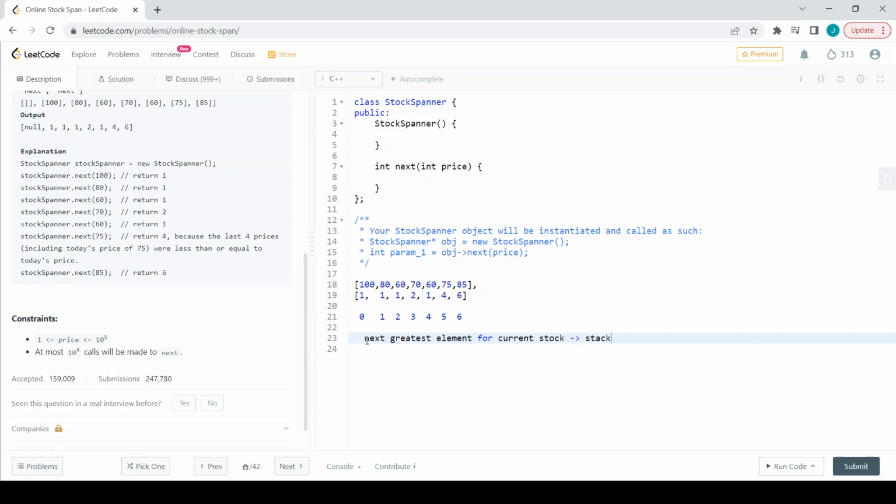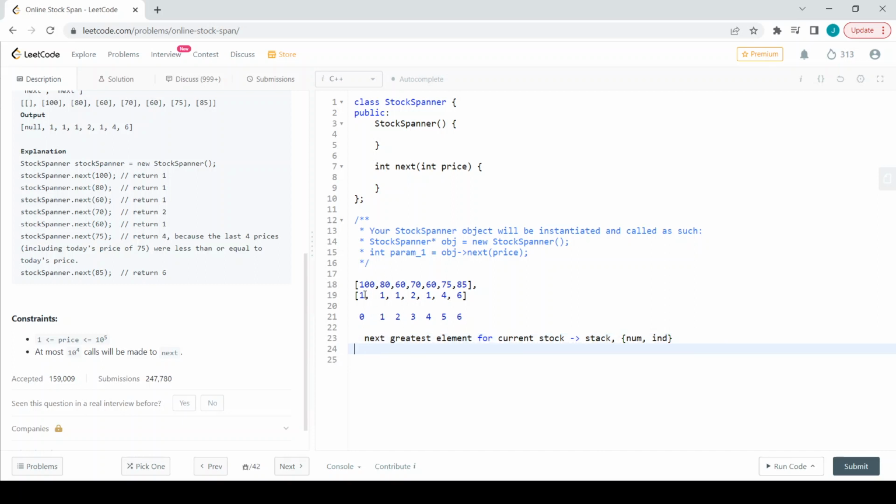So how can we find this next greatest element? Obviously we can make use of a stack here, and we also need to store the index, so we can use our stack to store a pair of num, index. If we find the next greatest element at the top of the stack, we can easily compute the current index minus the index on the top of the stack.